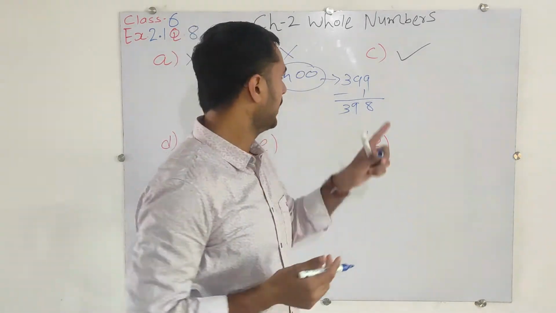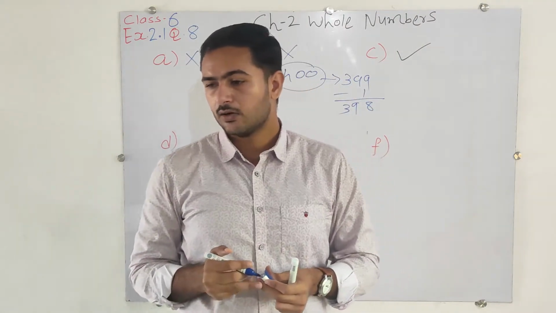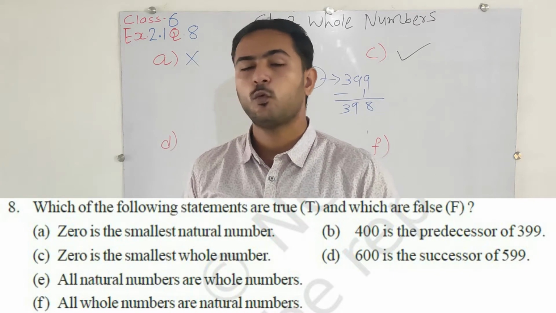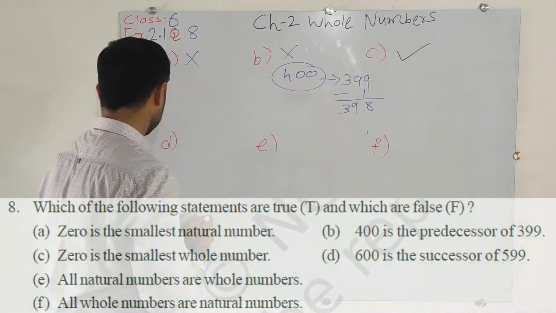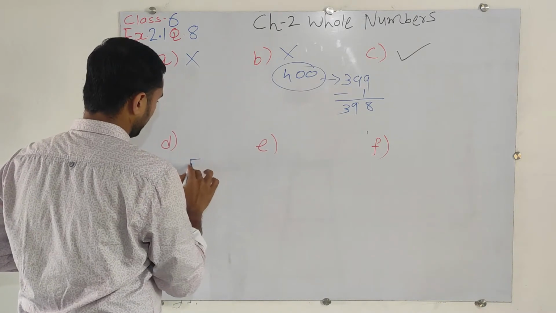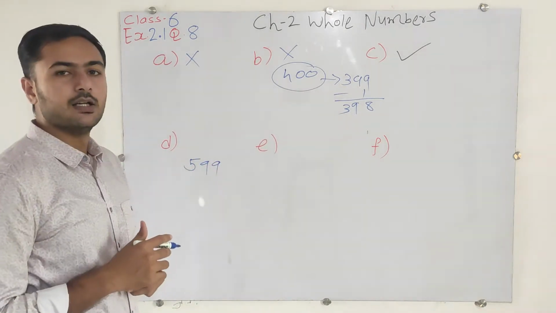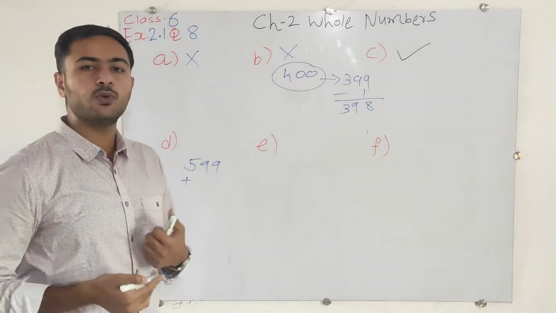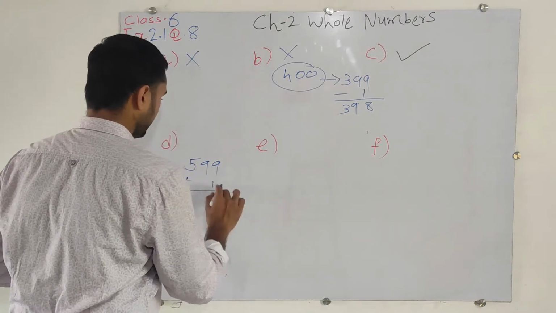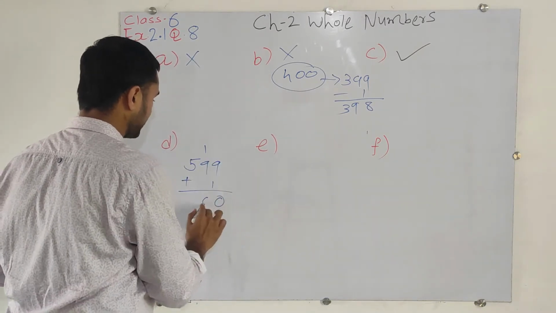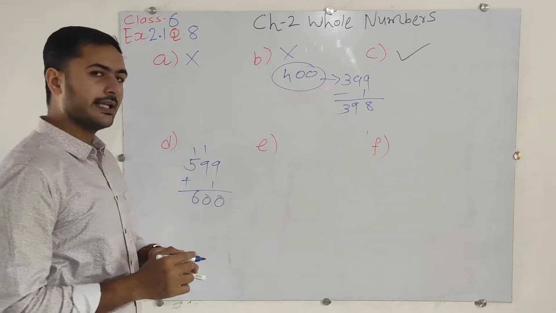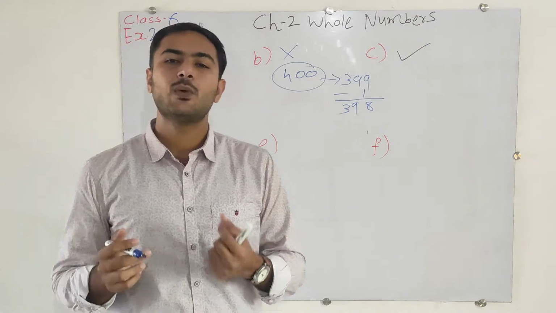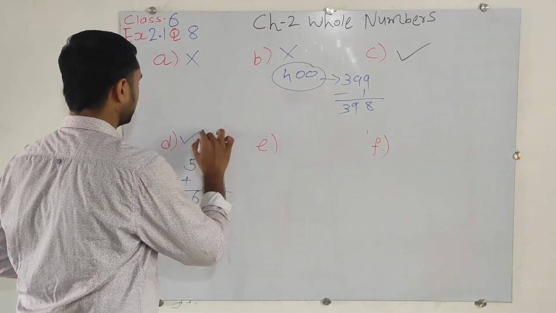Fine. Now C, which we have already done earlier. Now the D, that is 600 is the successor of 599. Now okay, here for D we have to work with 599. We have to identify which number is the successor of 599. So to find the successor, we will add 1. So here 9 and 1, 10, 0, carry 1, 9 and 1, 10, 0, carry 1, 5 and 1, 6. So here we can see that 600 is the successor of 599. Okay. So the given statement is the correct one.